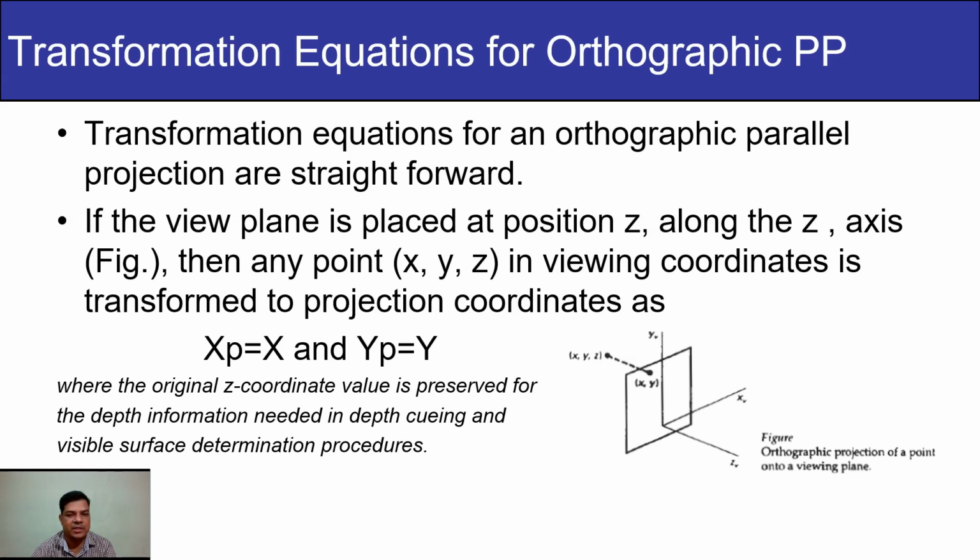There is a loss of one coordinate axis, the z-axis, but the original z coordinate value is preserved for depth information needed in depth cueing and visible surface determination procedures. This value of z is preserved and will be used when we study visible surface detection, or hidden surface removal. On the projection plane there cannot be a z value because it is a two-dimensional plane, but the value of z will be preserved for further processing.